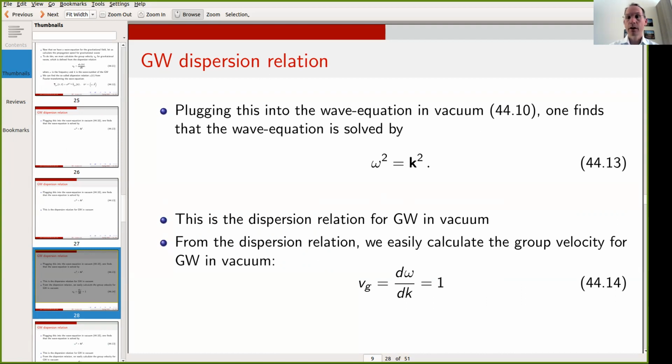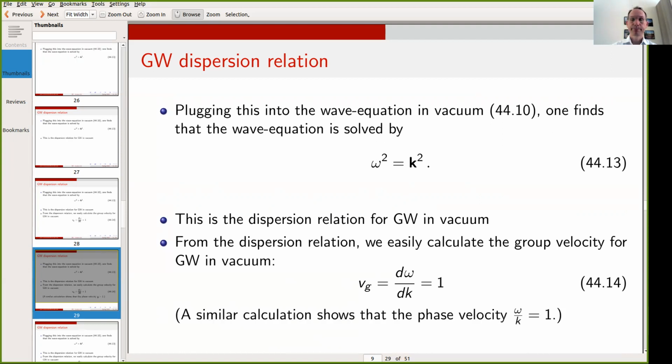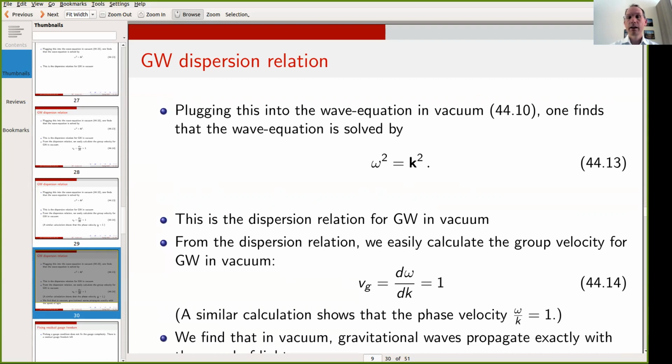Just as a reminder, we are in natural units. So a group velocity of 1 means that the speed of propagation for a gravitational wave is exactly equal to the speed of light in vacuum. A similar calculation gives the phase velocity, which is defined as omega over k. That also comes out to be equal to 1 for a gravitational wave in vacuum. So both the group velocity and the phase velocity are equal to the speed of light, which just shows that gravitational waves propagate exactly like photons in the empty universe.